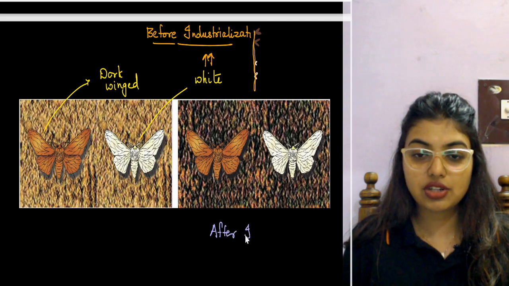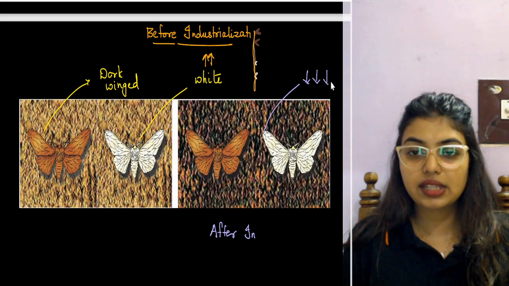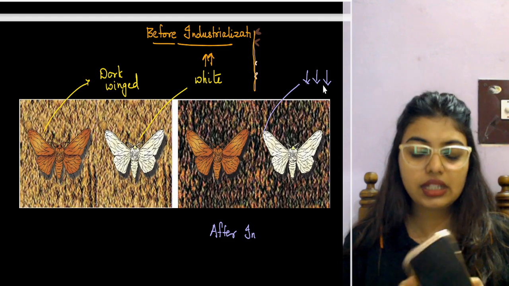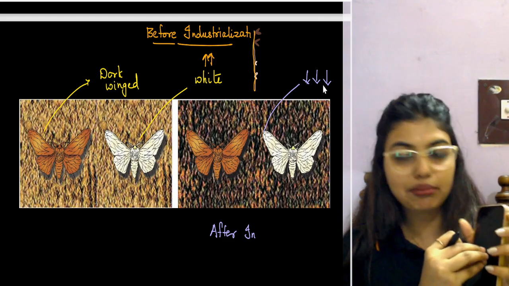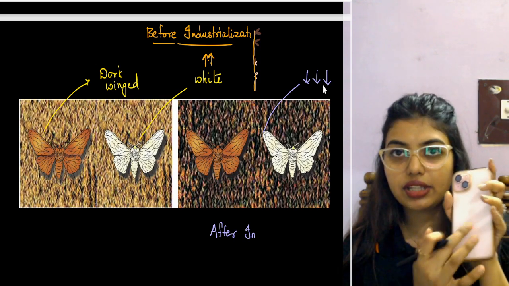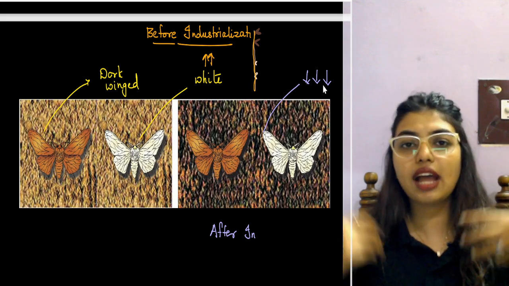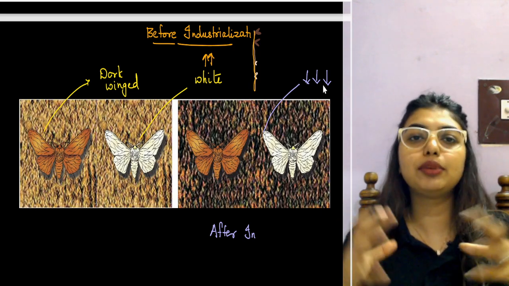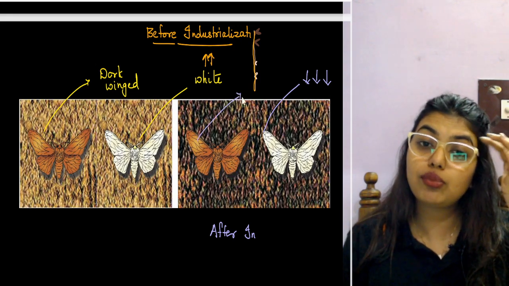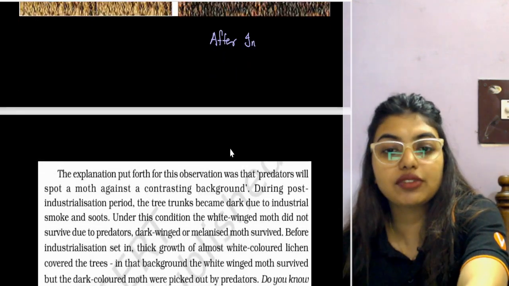After industrialization, what exactly happened, students? White became very, very less. Simple reason. If the trees were completely black, like this is my phone, and on this phone I keep a black object, obviously you will not be able to identify it so fast. But if I keep something on this side, which is dark, definitely you will be able to identify it. The same thing happened. The trees got completely polluted because of the industrial smoke, and that led to the growth of more dark winged moths because predators were not able to identify them. This was one of the experiments that they did.